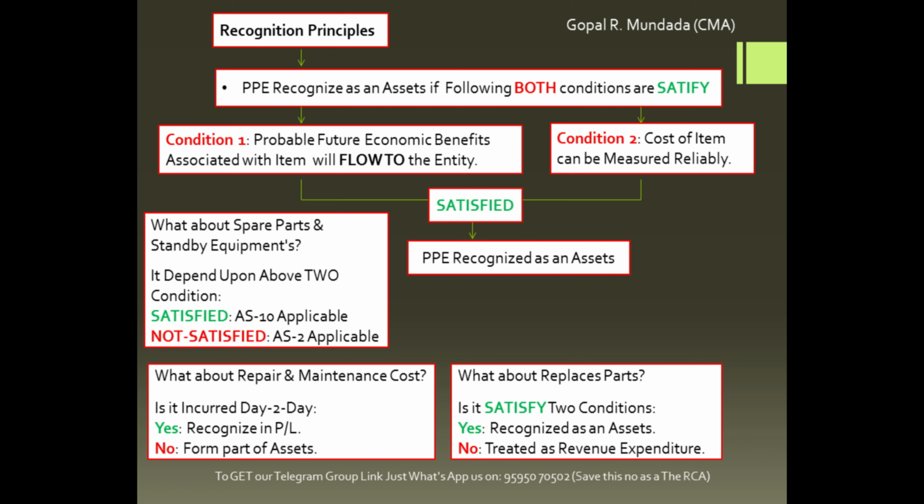So guys, next is the replacement part. If that replacement part satisfies the above two conditions, then we can recognize that part as an asset, and if those conditions are not satisfied, then we can treat it as a revenue expenditure.